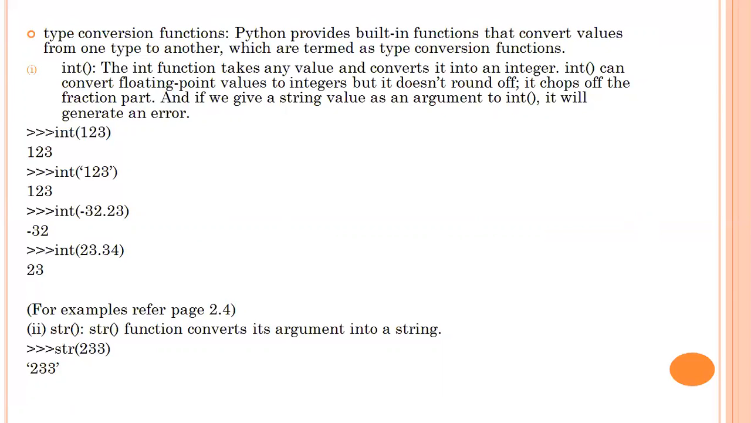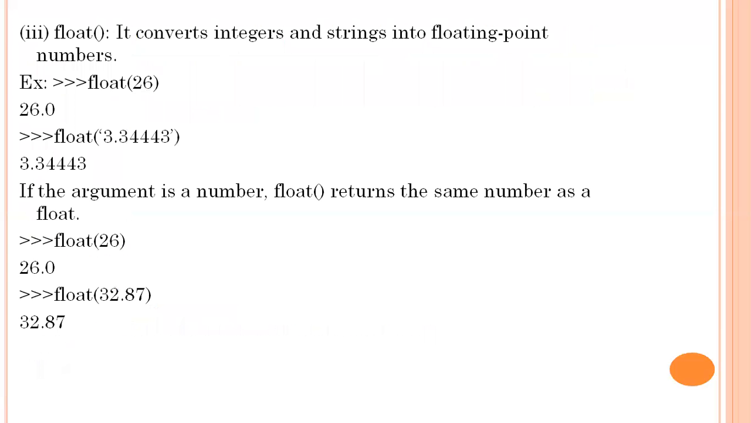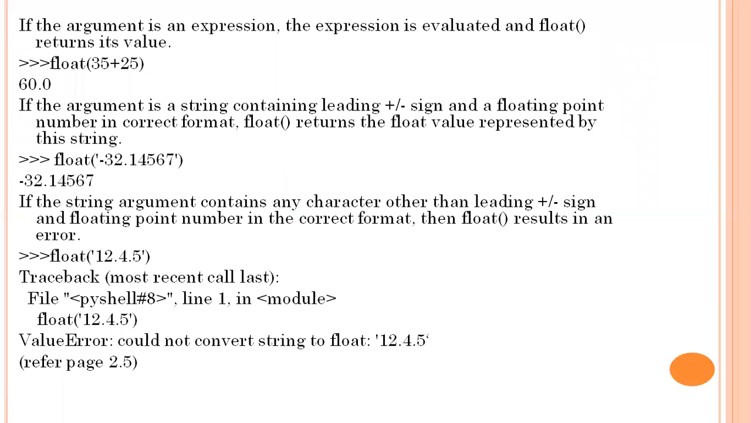Next is str. The str function converts the argument into a string. Let's suppose str(233). It will convert into the string '233'. Next is float. It will convert into decimal places, a floating point number. float(26) will return 26.0 and so on.